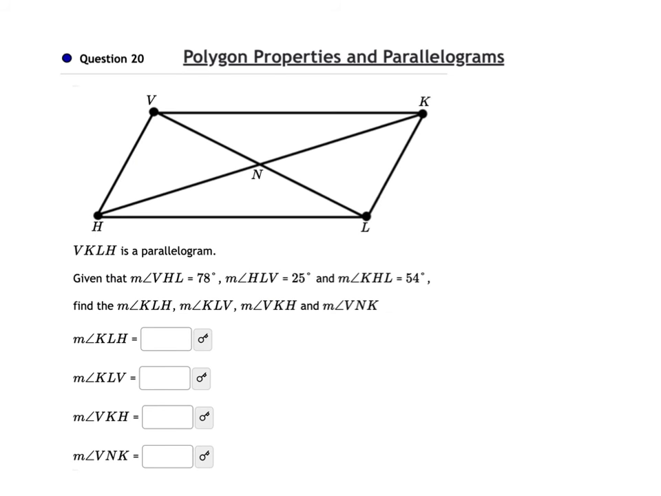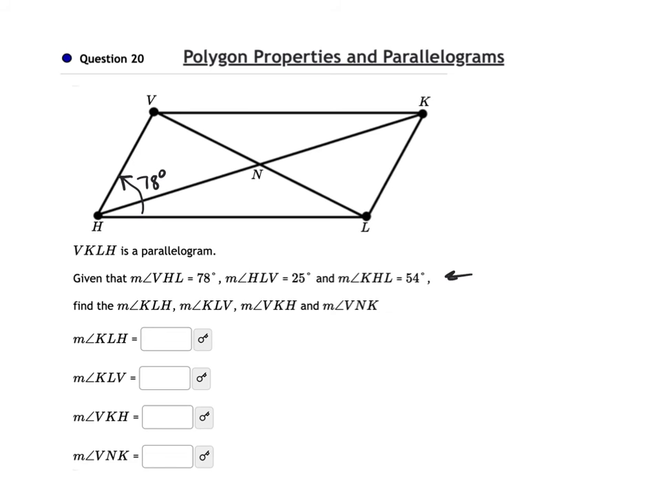You have several like this. This is finding different angles, and you're given 3 angles, so let's label them. You should draw a picture for this one to figure it out. VHL, that's this entire angle, is 78 degrees.